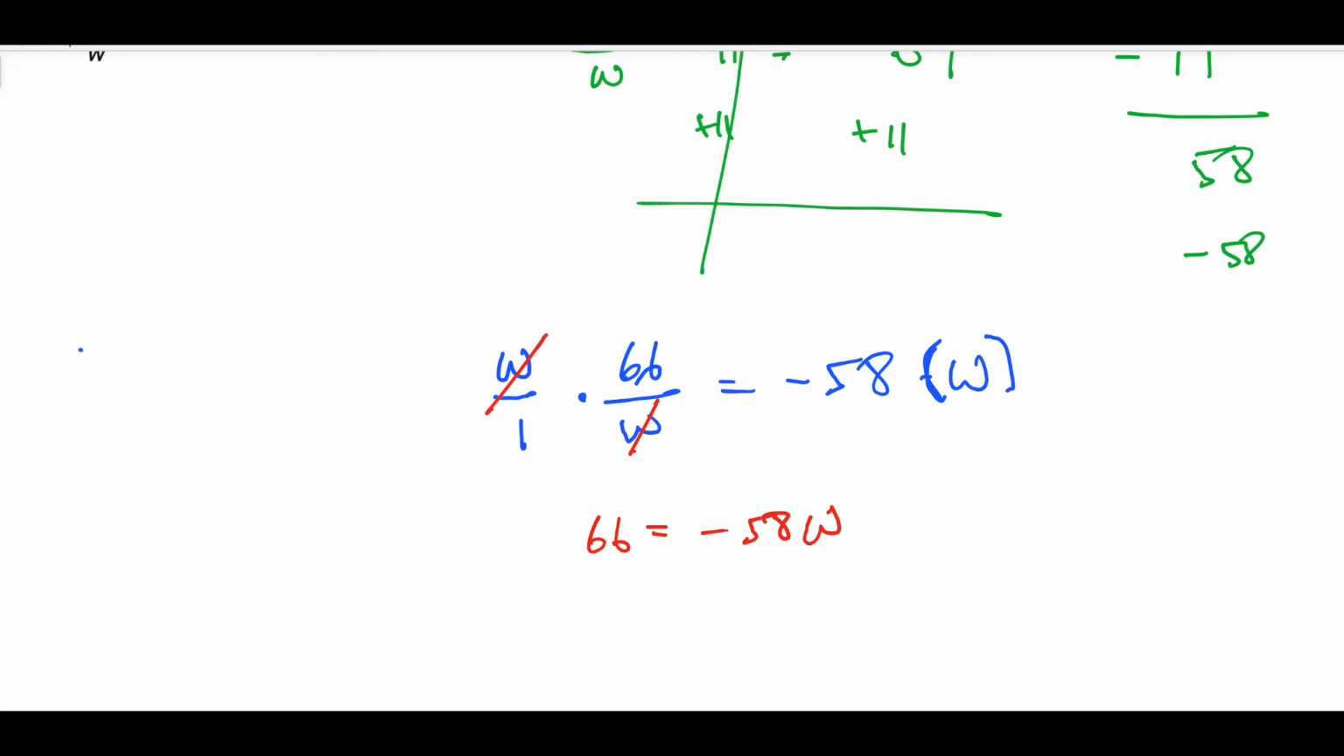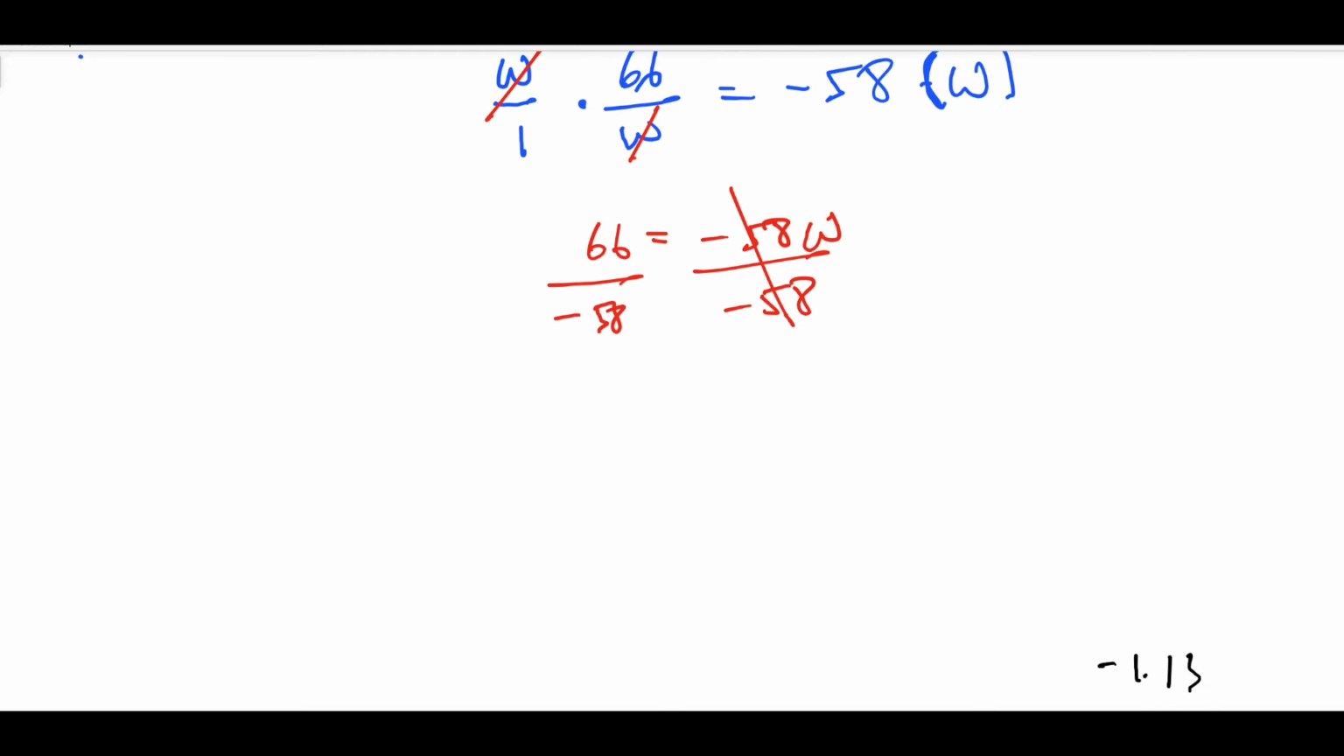All right. So then you divide by negative 58. Rubber ducky rule. We're going to get W is equal to negative 66 over 58. I'm going to write it this way on purpose. You with me?